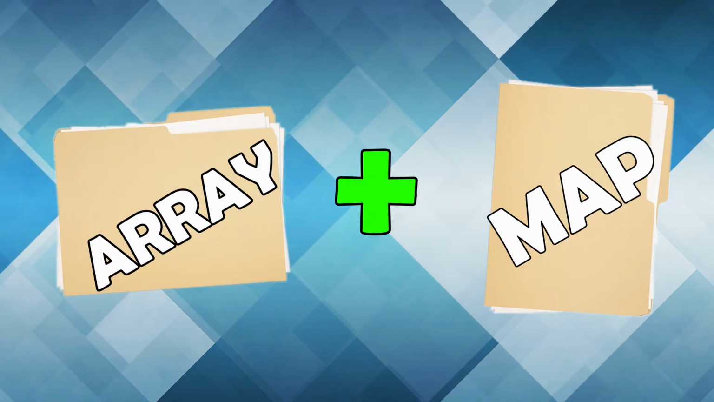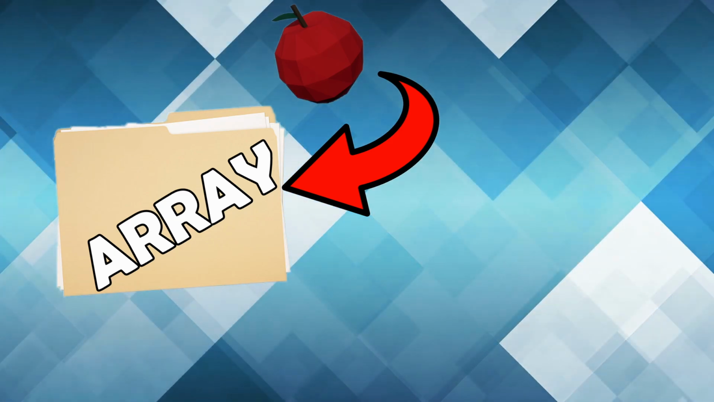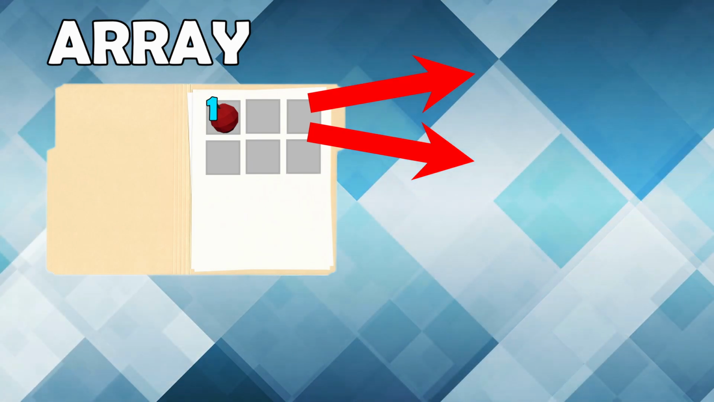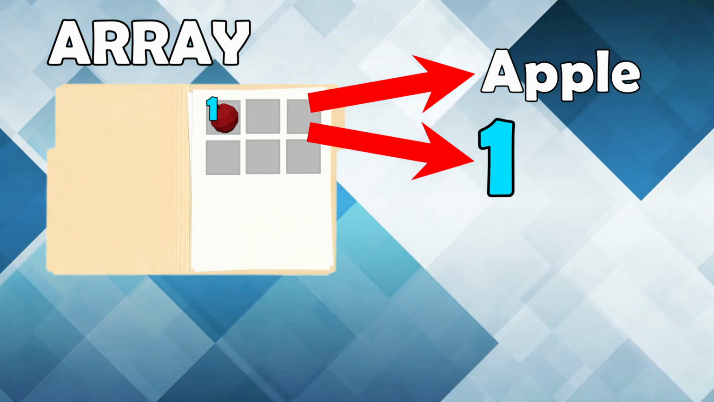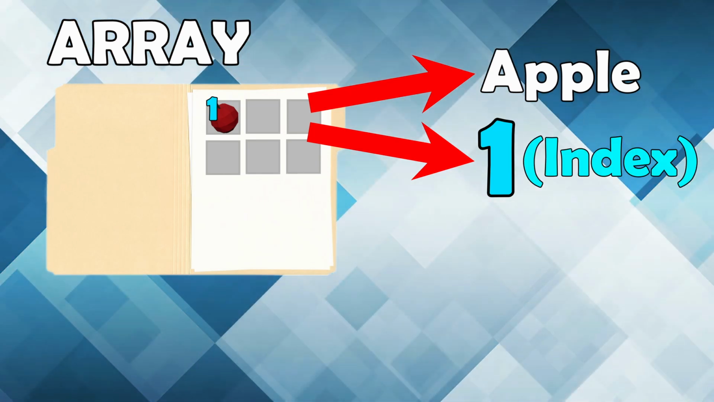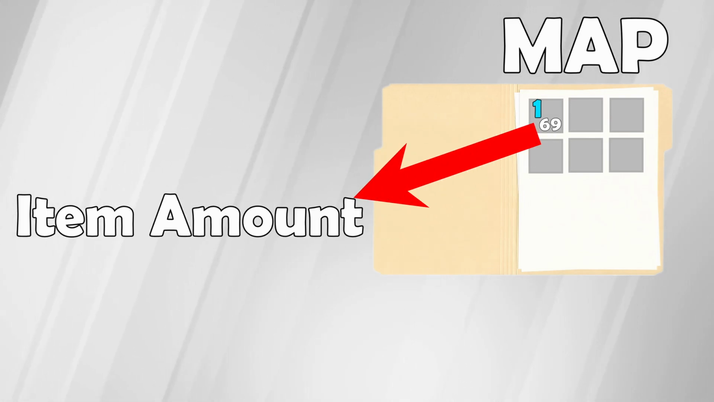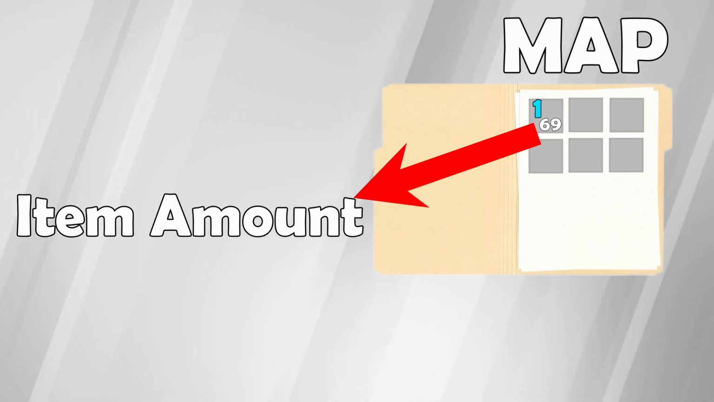Something I haven't told you yet is that an array might only store one piece of information, but it actually gives out two pieces of information. The item name you stored, but also the slot number that the item is stored at. This is called an index. I then take the index of that slot, store this index in my map, and finally I assign a number corresponding to the item amount to that index in my map. This is pretty confusing, I know.